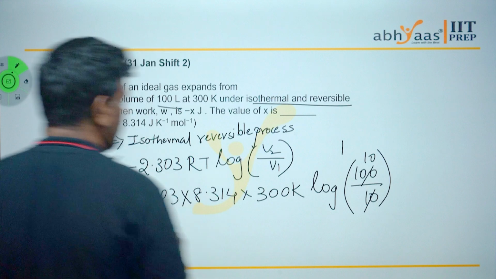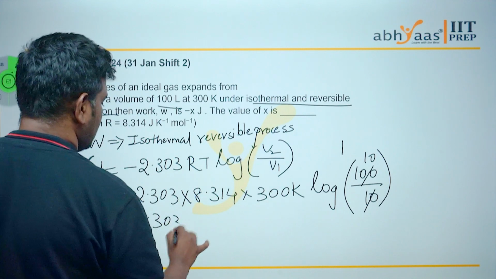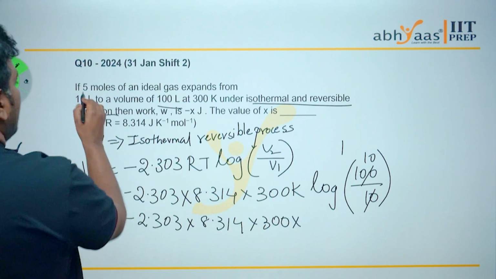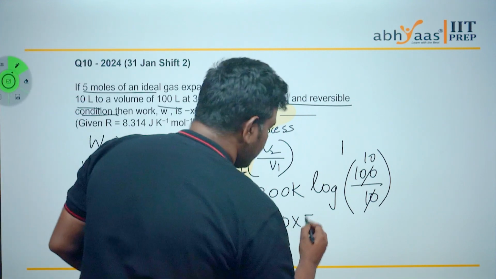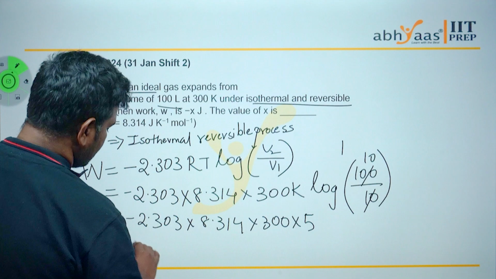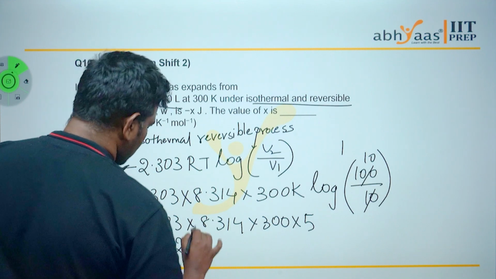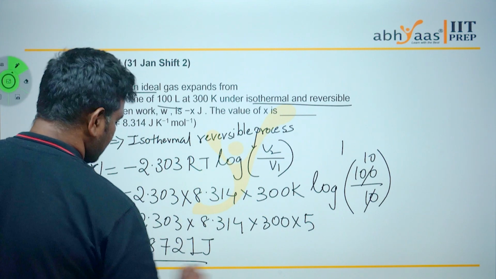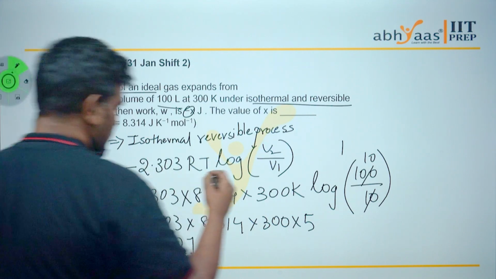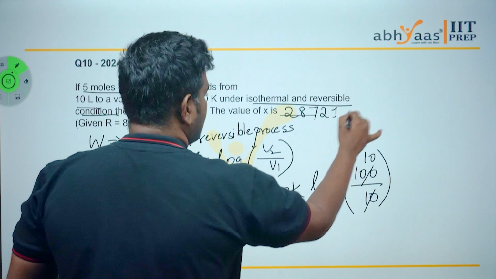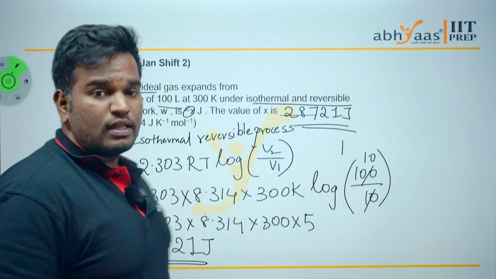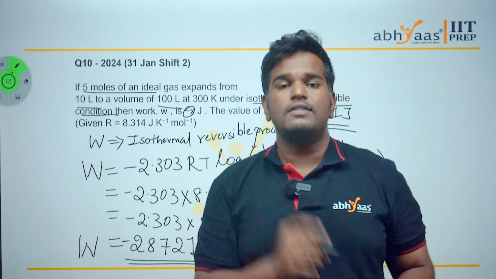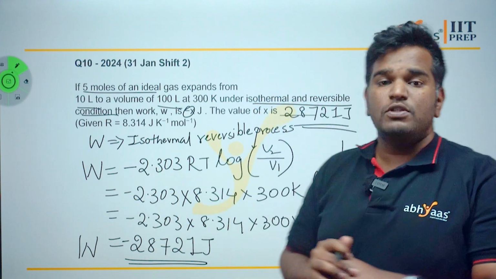So log 10 is equal to what? 1. So here minus 2.303 into 8.314 into 300. And one more thing is there, they have given 5 moles of an ideal gas. That means we have to multiply a 5 also here. So at last you will be getting an answer. You can do this particular calculation. You will be getting an answer of 28721 joules. Okay, so this will be the work done and it will be having the negative symbol, right? Already it is minus. So the answer will be minus 28721 joule. So here you can do this particular calculation, but the most important thing is to know the equation for this particular isothermal reversible process. The work done is equal to minus 2.303 RT log V2 by V1, right?